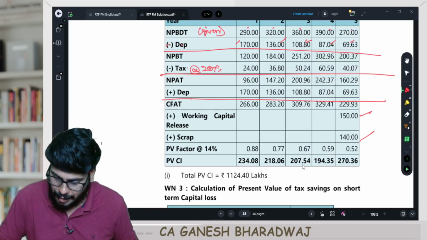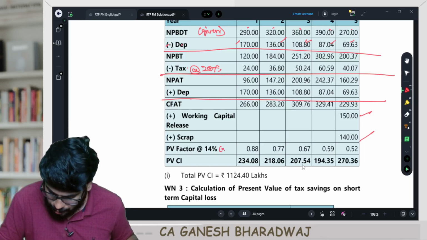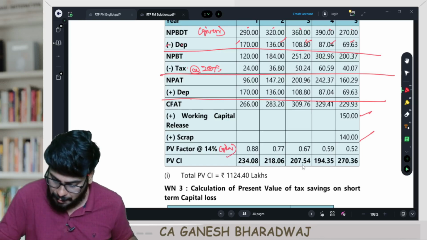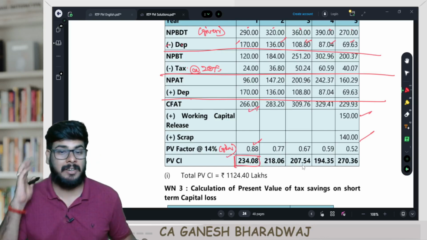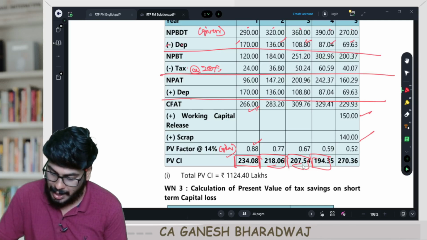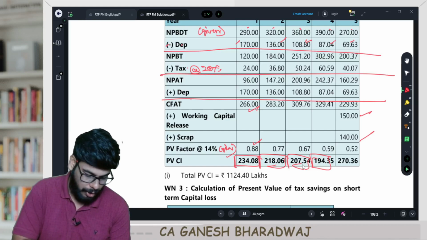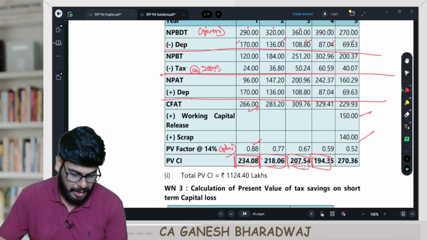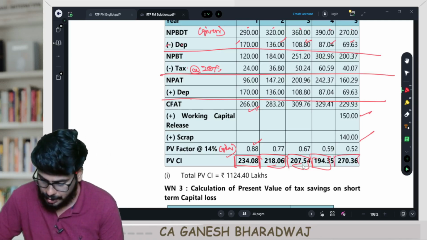So now, based on all these things, the PV factors given in the question, these figures are also given in the question, right? They have just multiplied the CFAT with the present value factors. They have arrived at the present value of cash inflows. So these 4 figures they have arrived at directly. With respect to the last year figure, it's going to be 229.93 plus 150 plus 140. This is the total figure of 519.93 into 0.52. You get this 270.3636. This figure you have arrived at.